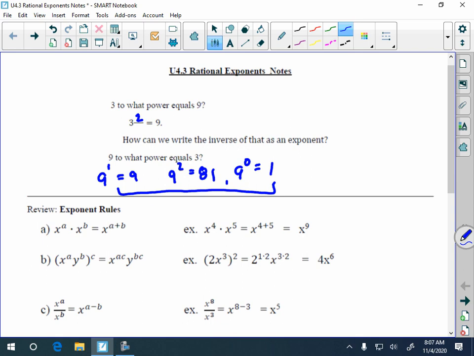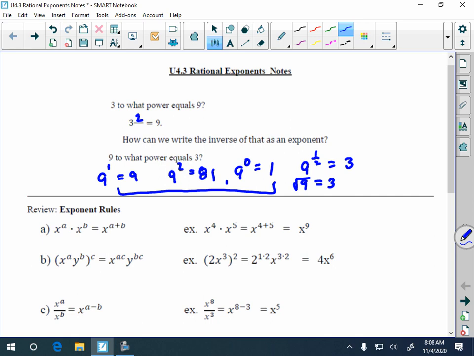So we need some kind of a fraction between 0 and 1. Now we could start playing around with some fractions, and you could even use your calculator, and we can see that 9 to the 1/2 power is going to equal 3. We also know that the square root of 9 is also 3. If the square root of 9 equals 3 and 9 to the 1/2 equals 3, that means they must be equal to each other, right? So that means that a square root is equal to a fractional exponent.